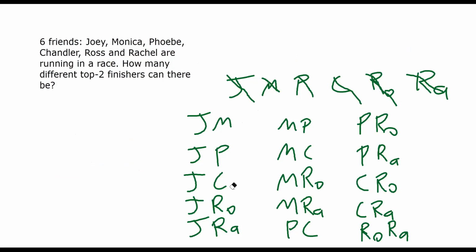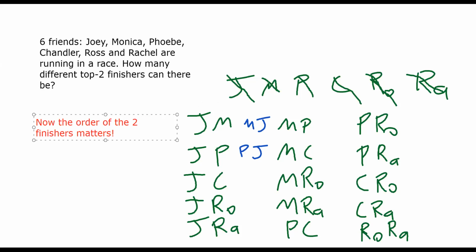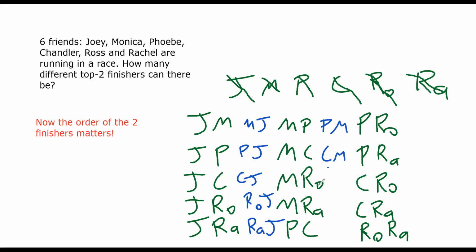So this initial list we worked up is still a really good list, but we need to add on to it. The top 2 finishers can be Joey and Monica, but it could be Joey first, Monica second, or it could be Monica first, Joey second. The top 2 finishers could be Joey and Phoebe, but it could be Joey first, Phoebe second, or Phoebe first, Joey second. So now the order of the 2 finishers matters. Earlier it didn't, now it does. It just depends on the context of what you're working on. And what you can see is that it clearly just doubles what we had earlier. So there's going to be 30 total ways that this can go, and we're just adding on to it.